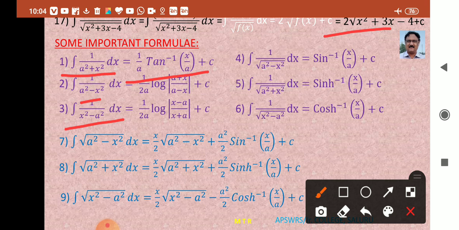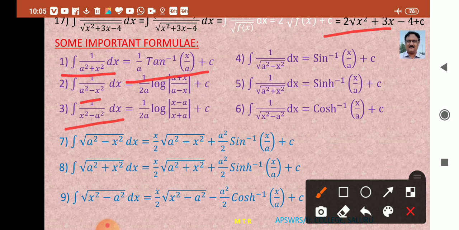You must read them comparing one to another. Write these formulas many times in your rough book, comparing one formula to another formula. The first formula is a square plus x square. Second one is a square minus x square. Third one is x square minus a square. What is the difference between those formulas?